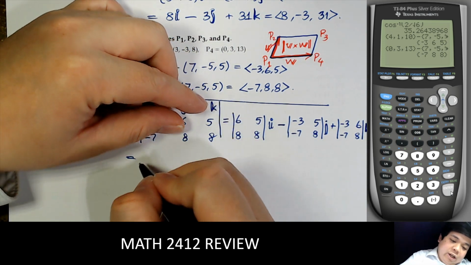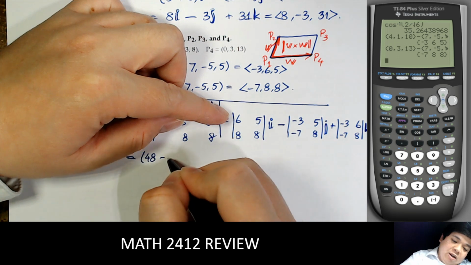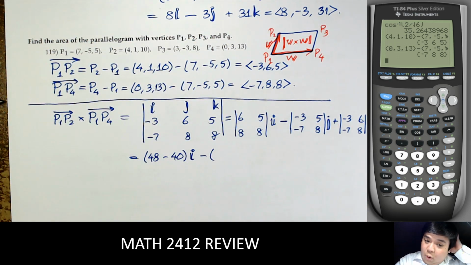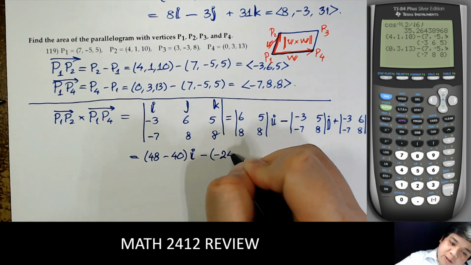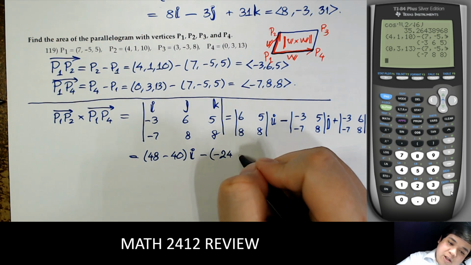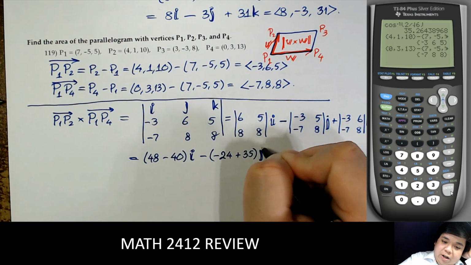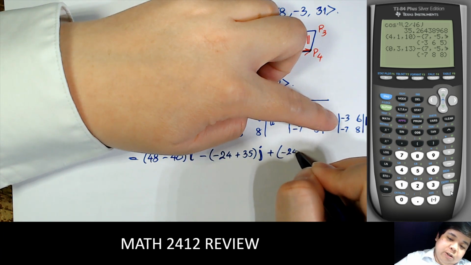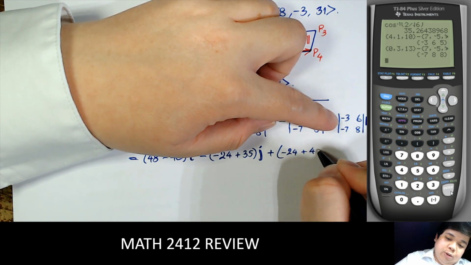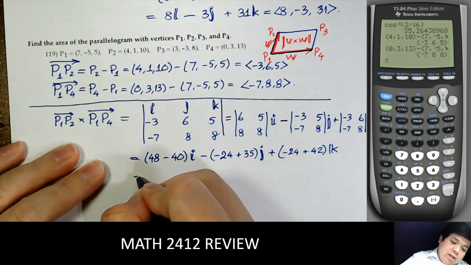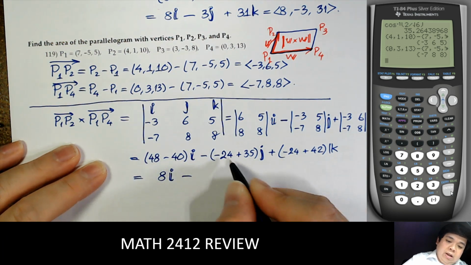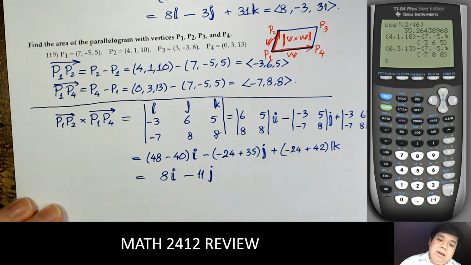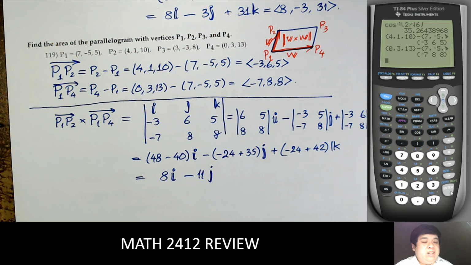Right. 6 times 8 is 48 minus 40 in the i direction, minus negative 24 plus 35 in the j direction, and then plus for k negative 24 plus 42 k. Right, so that gives us 8 i. 35 minus 24, that's 11, minus 11 j. And 42 minus 24, that's 18 k.